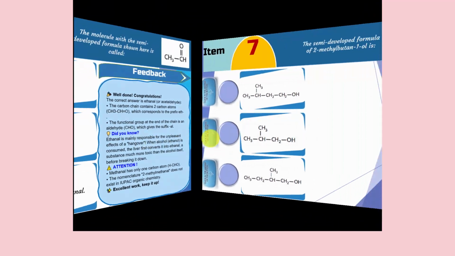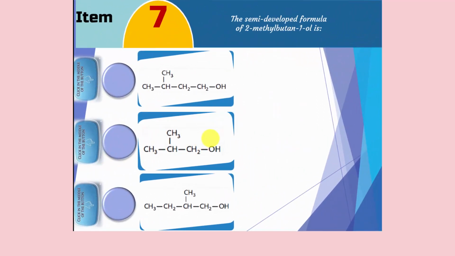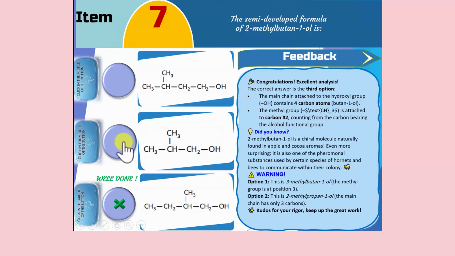Great job. The correct answer is the third option, 2-methylbutan-1-ol. The key is to choose the longest chain attached to the hydroxyl group. It contains 4 carbon atoms, making the parent chain butan-1-ol, and the methyl group is attached to carbon 2, counting from the carbon bearing the OH group.